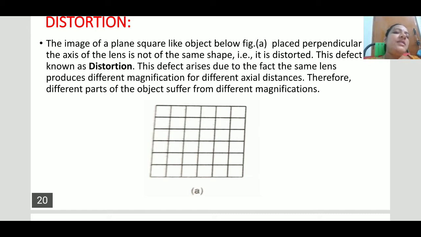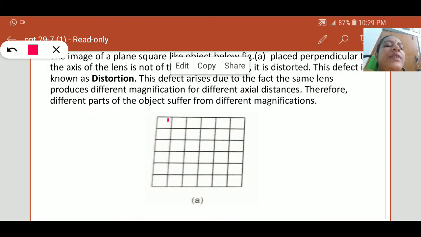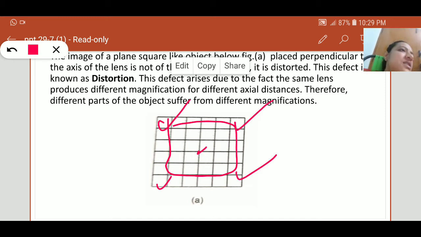It is distorted. This defect is known as distortion, because it arises due to the fact that the same lens produces different magnifications. Our object has different parts, this corner, this corner, this corner and this corner, so magnifications are different for different axial distances. Therefore, different parts of the object suffer different magnification. Due to this reason, the image may be distorted.